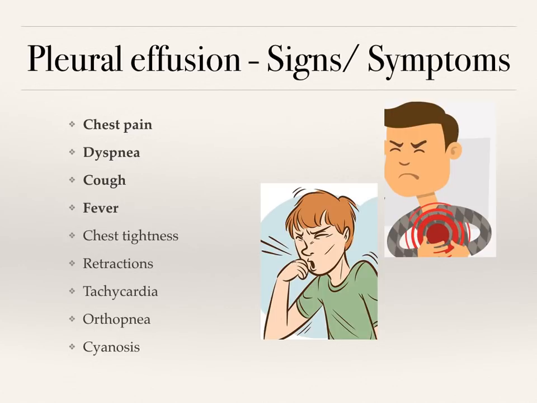Initially, pain is felt, especially on deep breathing or coughing, described to be dull. Sometimes there will be referred pain to the shoulder or back. Other signs and symptoms of pleural effusion include dyspnea, cough, fever, and chest tightness. To a severe extent, there will be chest obstructions, tachycardia, orthopnea, and cyanosis.